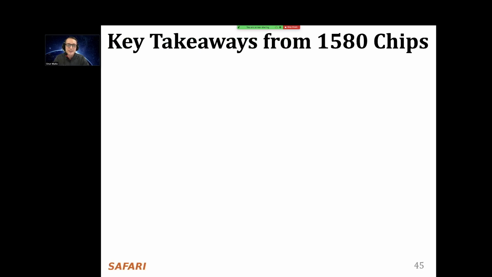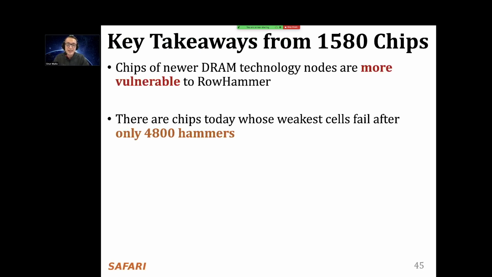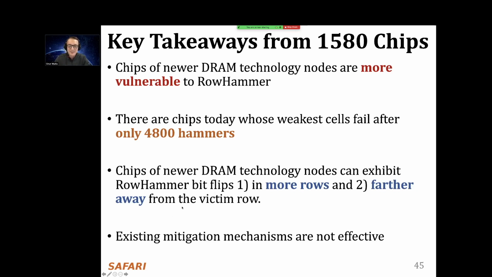Basically, in this work, we've tested more than 1,500 DRAM chips, and we basically showed that the scaling is getting worse. You can actually induce bit flips with only 4,800 double-sided hammers in the worst DRAM chips of today. And chips of newer DRAM technology nodes exhibit much worse characteristics, essentially. You can read the paper for more detail.